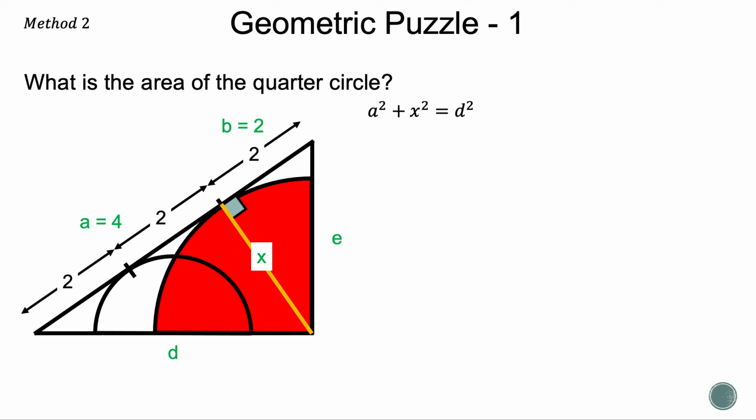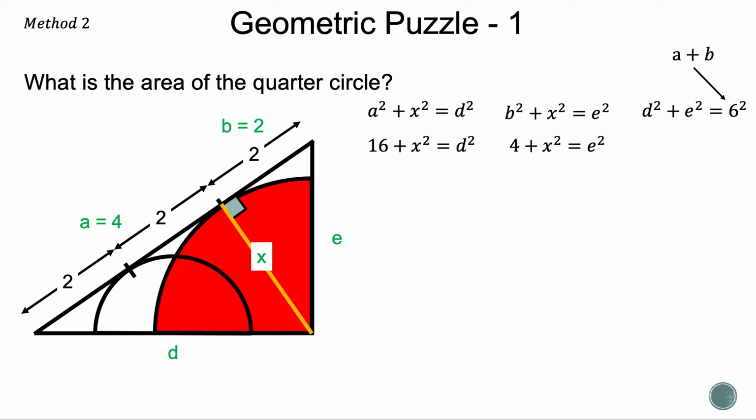We have a squared plus x squared is equal to d squared, and that is the triangle on the bottom left. Let's substitute any numbers that we have for a, x, or d, and now we have 16 plus x squared is equal to d squared because 4 squared is 16. Now let's set up the second one, and we have b squared plus x squared is equal to e squared. Let's substitute any numbers that we have for b, x, or e, and now we have 4 plus x squared is equal to e squared because 2 squared is 4.